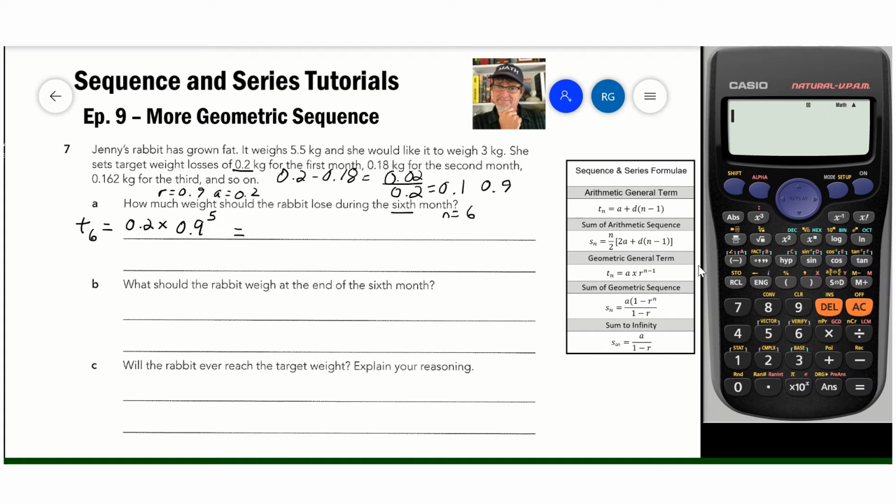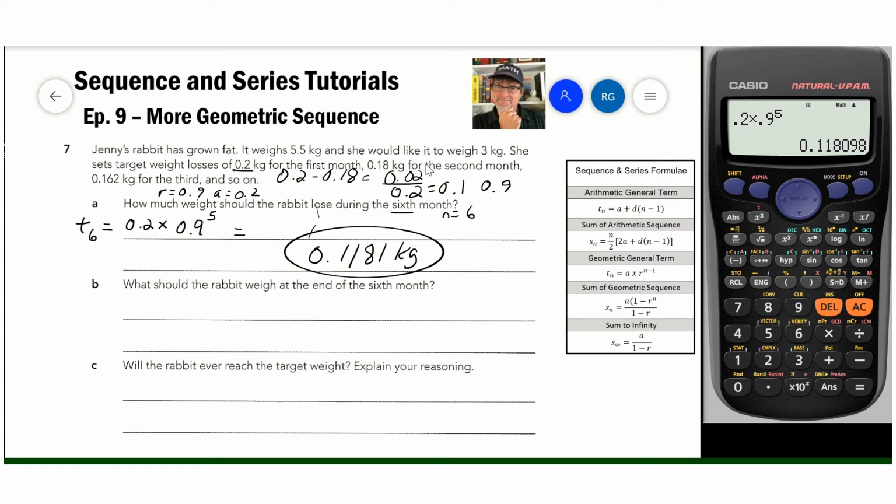So let's go to the calculator. We've got 0.2 times 0.9 raised to the power of 5. And that gives us our answer, which is 0.1181 kilograms. That's how much it loses during the 6th month.